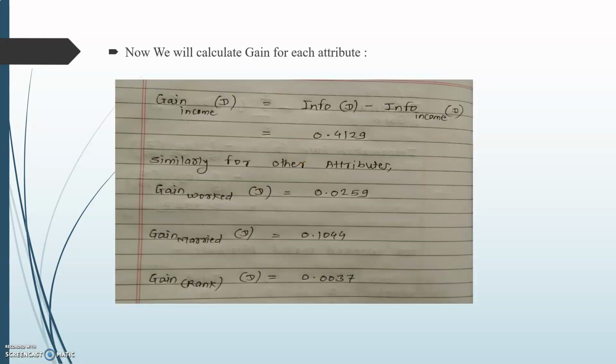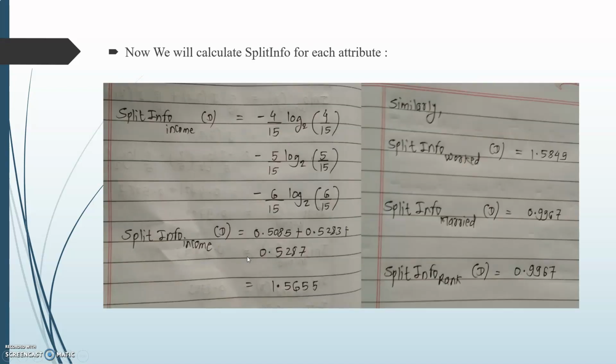Now we will calculate the gain for each attribute. The formula for calculating the gain for each attribute is, suppose we have to calculate the gain for the income attribute, we will subtract the information gain of the income attribute from the information gain of the data set. So the value is 0.4129. Similarly, we will calculate for the work, married and rank attributes also.